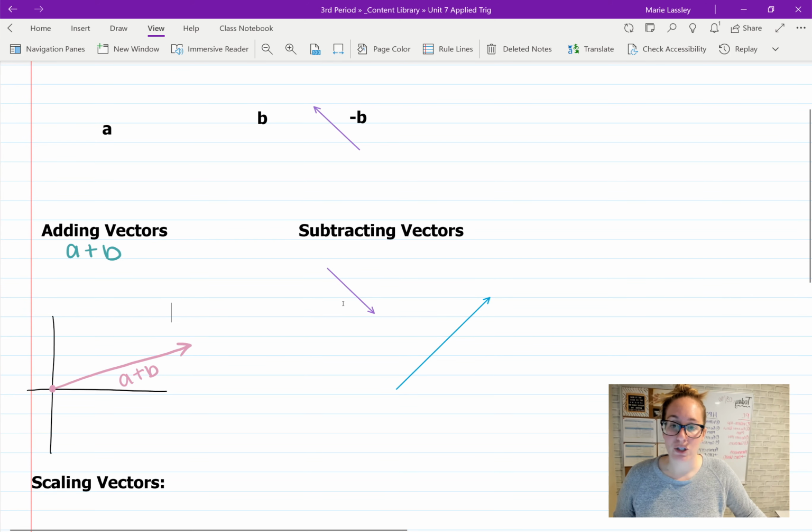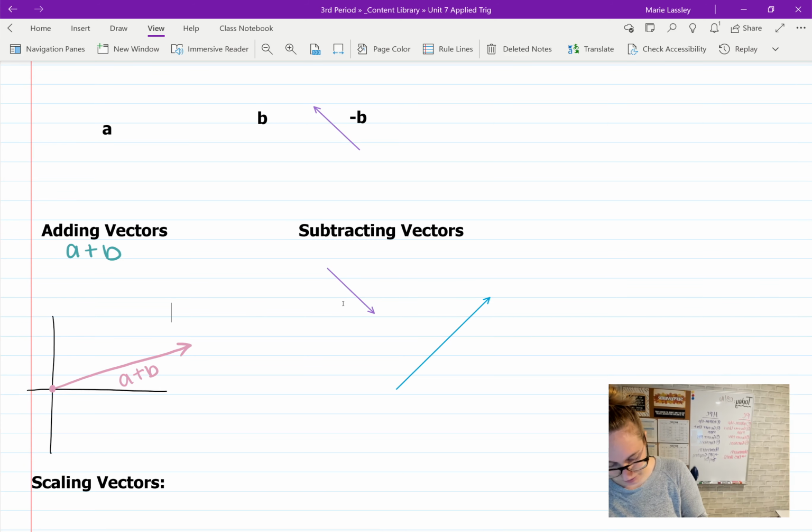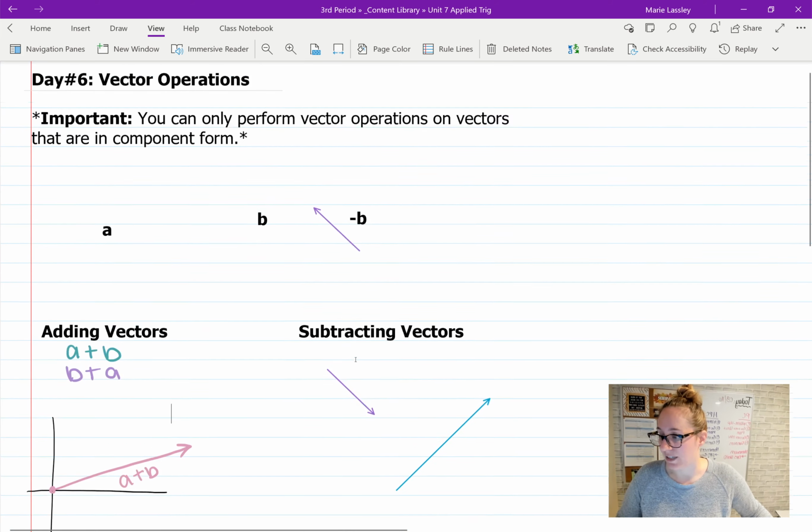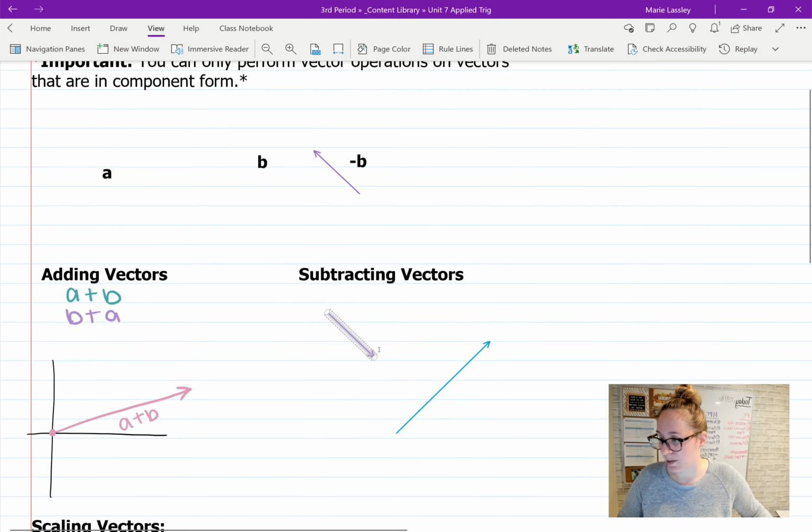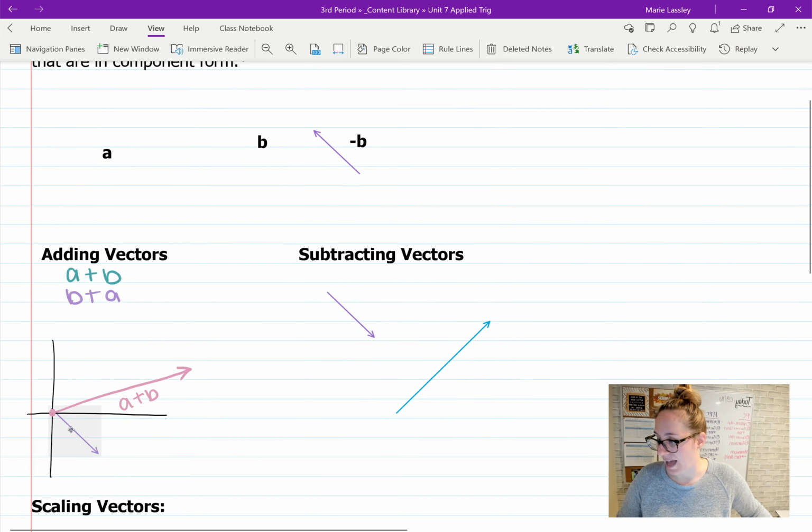So now we'll start with B first. Let's do B plus A and see if it's the same thing. We're taking B, so remember B was the purple one, and we're going to put that at 0, 0.